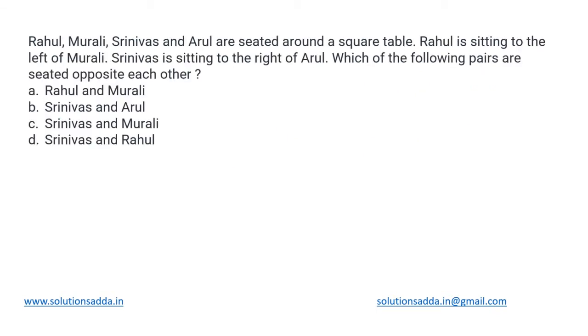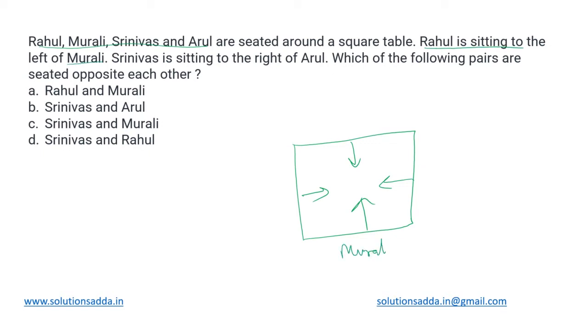This is a seating arrangement type of question. There are four friends, Rahul, Murli, Srinivas and Arul, sitting around a square table. So this will be the table, and they will be sitting each at these sides, and they will face inside by default. It is saying that Rahul is sitting to the left of Murli. So let us say Murli is sitting over here. Then this will be his right and left.